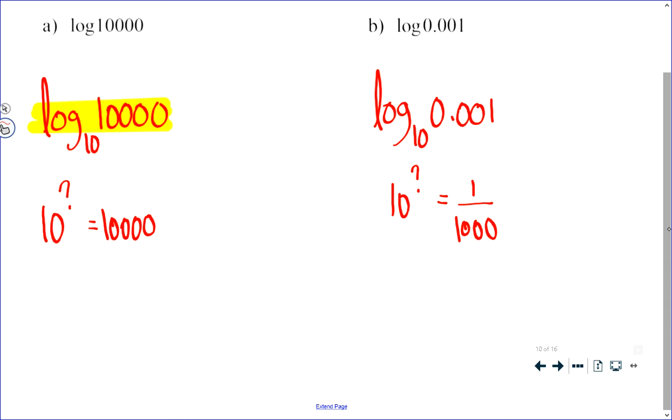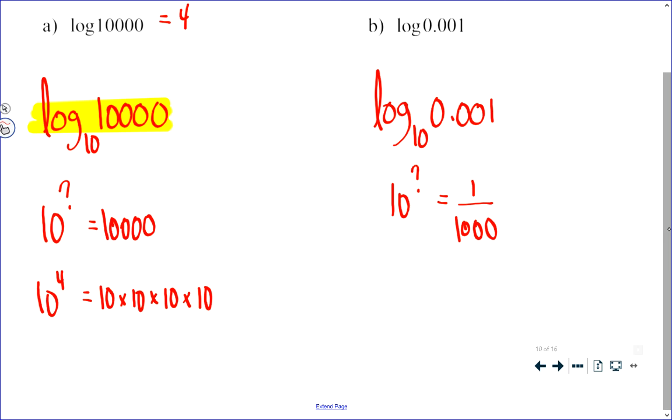Well, 10 raised to the 4 would give you 10,000. 10 raised to the 4 is 10 times 10 times 10 times 10, which means that the exponent is 4, so the logarithm is 4.